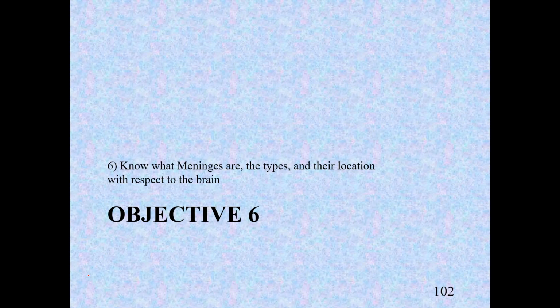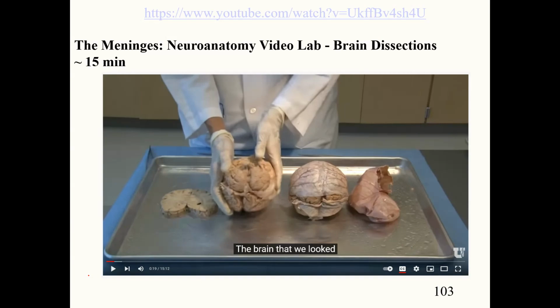Okay, this video is going to go over the meninges. So we're going to be talking about the layers that surround the brain and spinal cord. We're going to take a look at the meninges and their spaces as well. So again, you're going to need to know this for both lecture and lab.